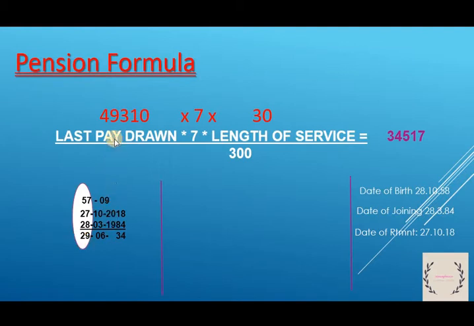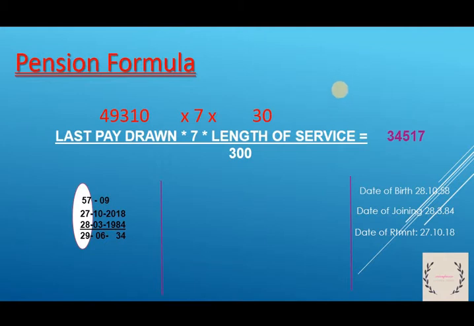Anyhow, let's see what is this amount, where it came from. By multiplying all these figures and dividing by 300, we got here 34,517 as GP, or gross pension. From now on, with the help of this GP, we will calculate the total amount of gratuity and monthly pension.